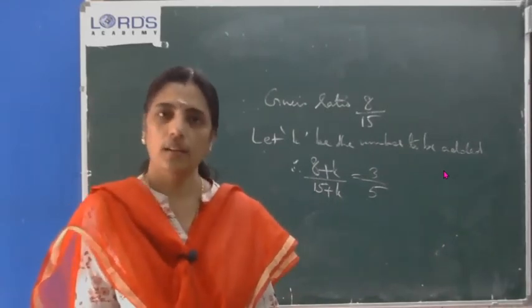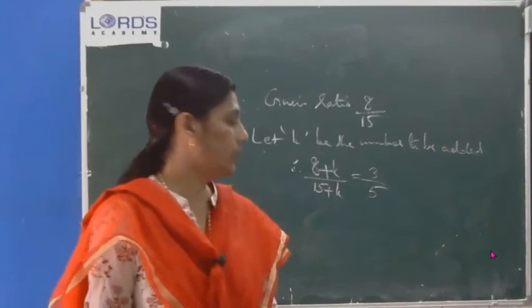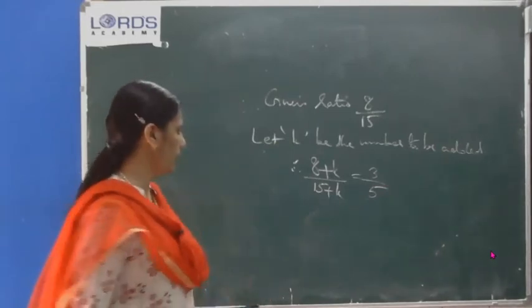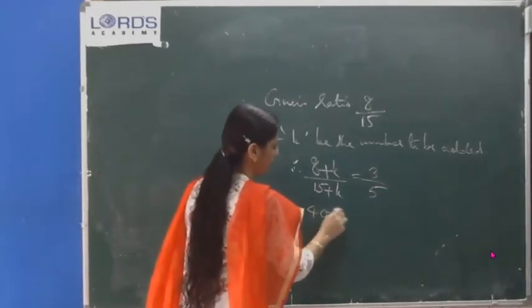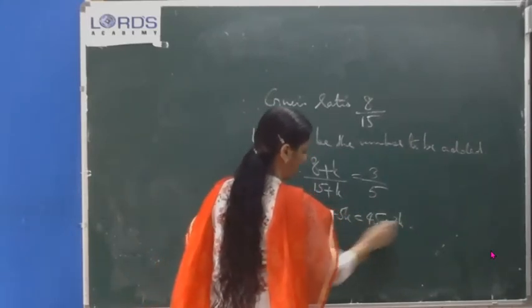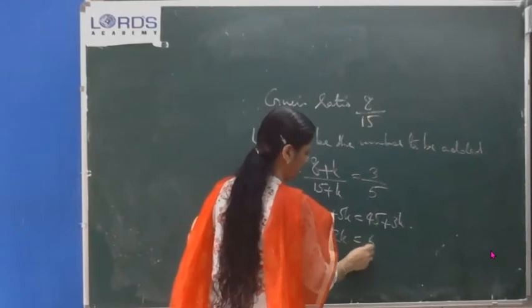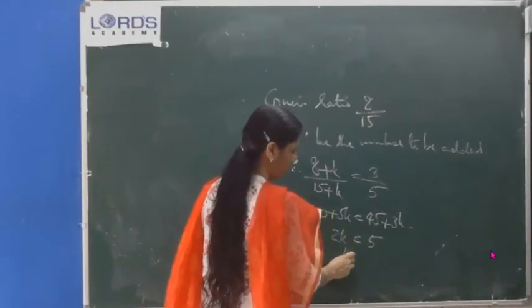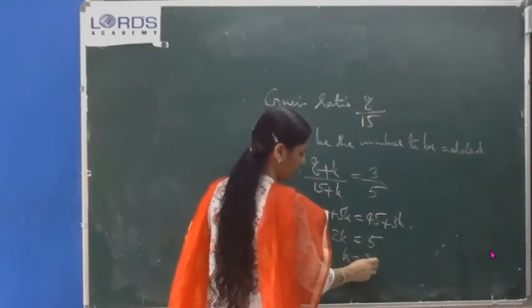That's the answer. What number is to be added? Therefore, what value of k will you get? 40 plus 5k equals 45 plus 3k. 2k equals 5. k equals 2.5.